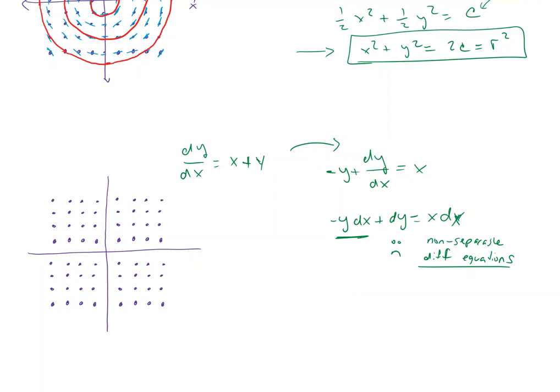But we can depict what it would look like graphically, and that's what we do with slope fields. We plug in points. So we can say to ourselves, well, what about at the point (1, 1)? What would the slope be? Well, the slope would be 2, right? 1 plus 1 is 2. Well, what would it be at (2, 1)? Well, 2 plus 1 is 3.